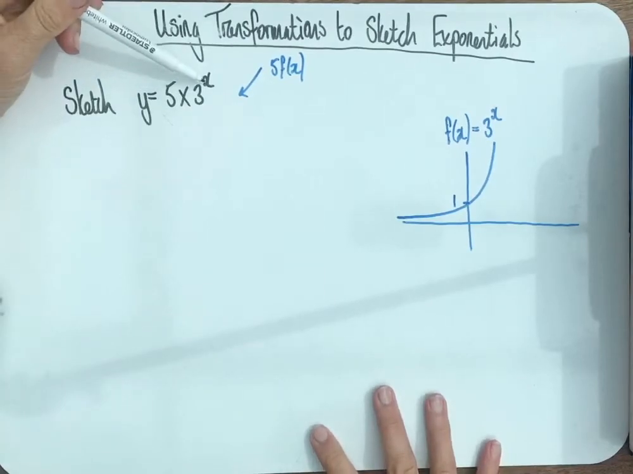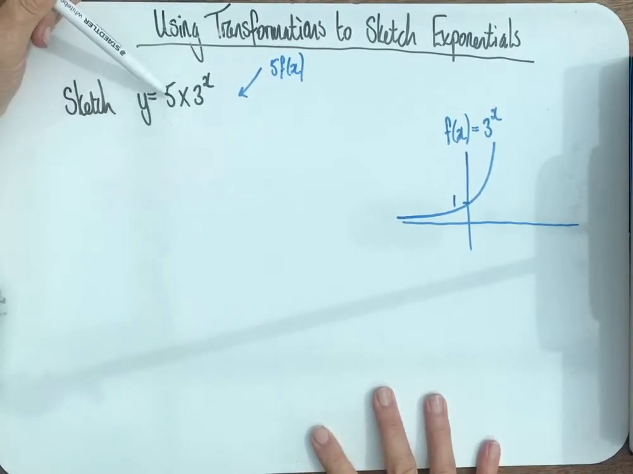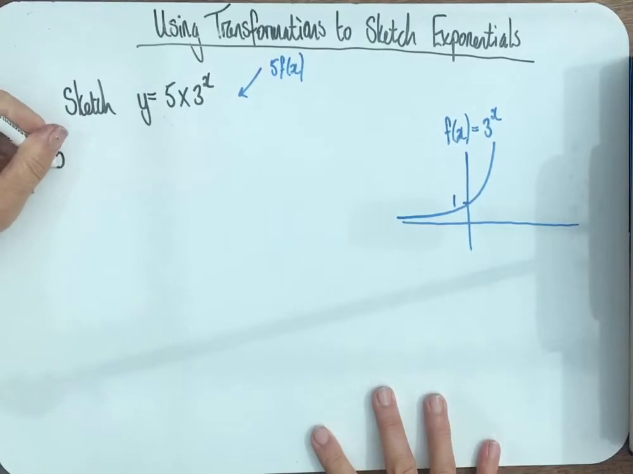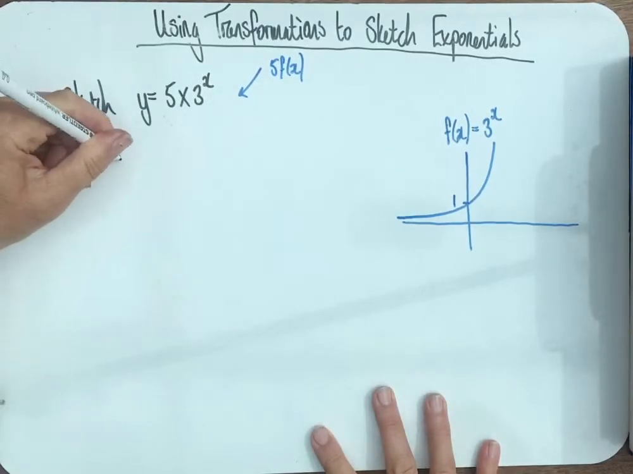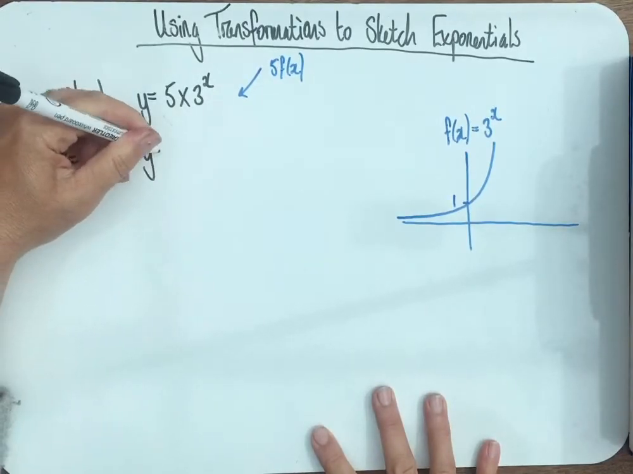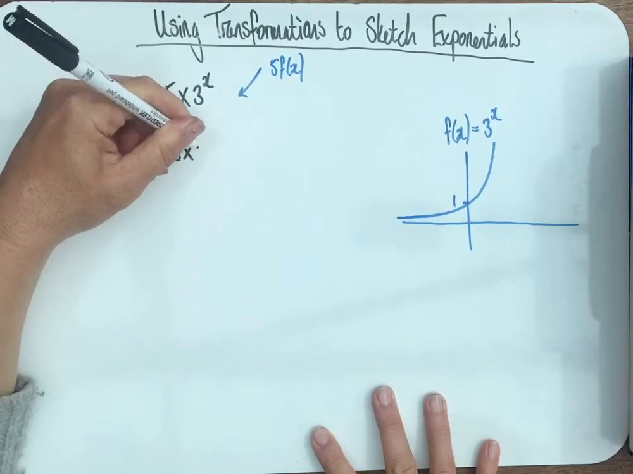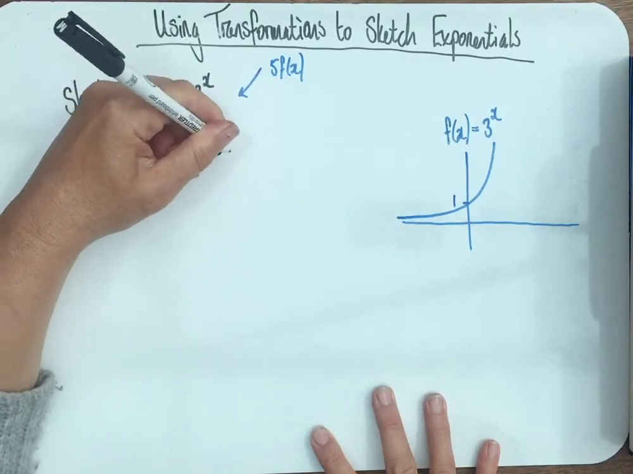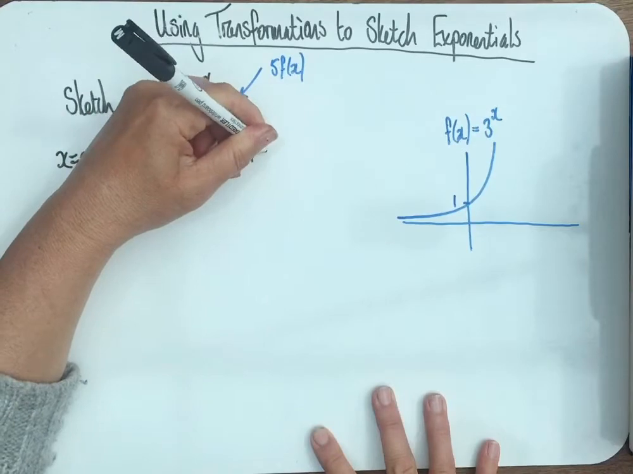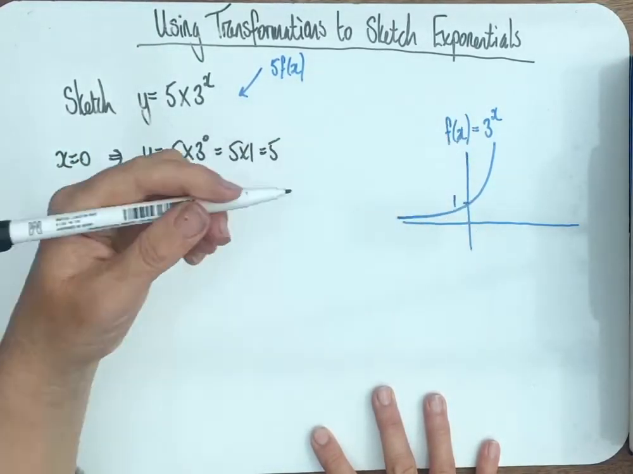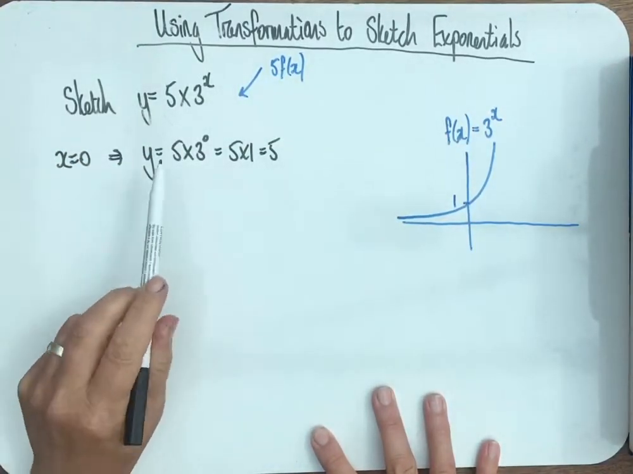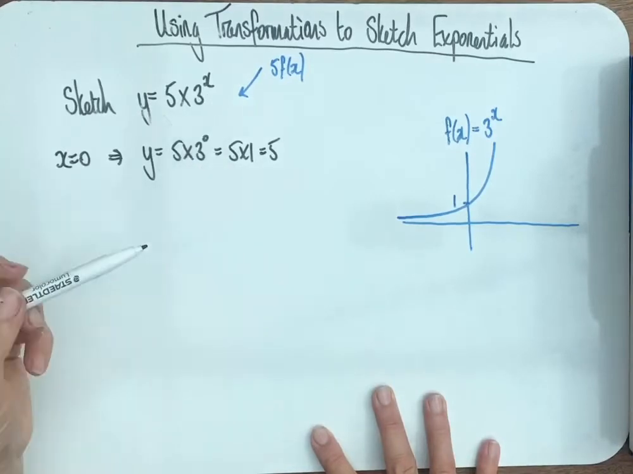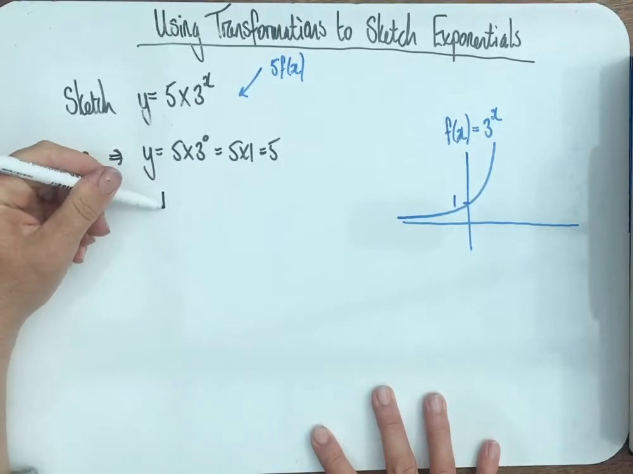So when x is 0, we've got 5 times 3 to the power 0, which is 5 times 1, which is 5. You're expecting this to be 5 if it's a stretch in the y direction. But to find your y-axis intercept, you can always let x equal 0, just to make that clear.